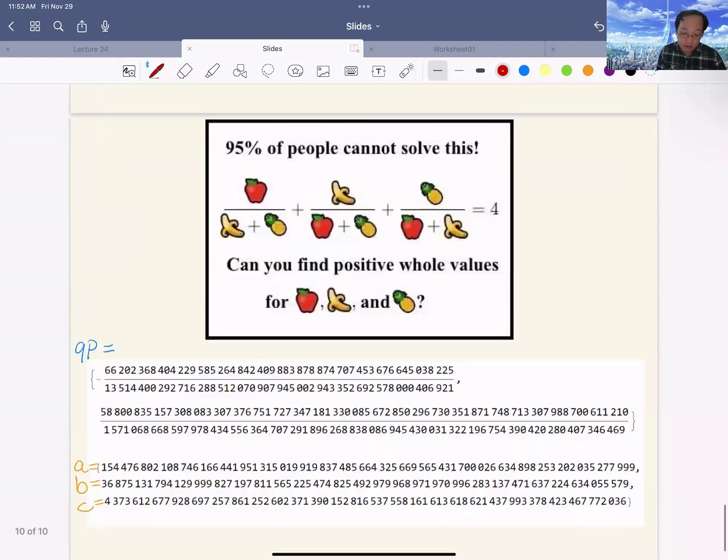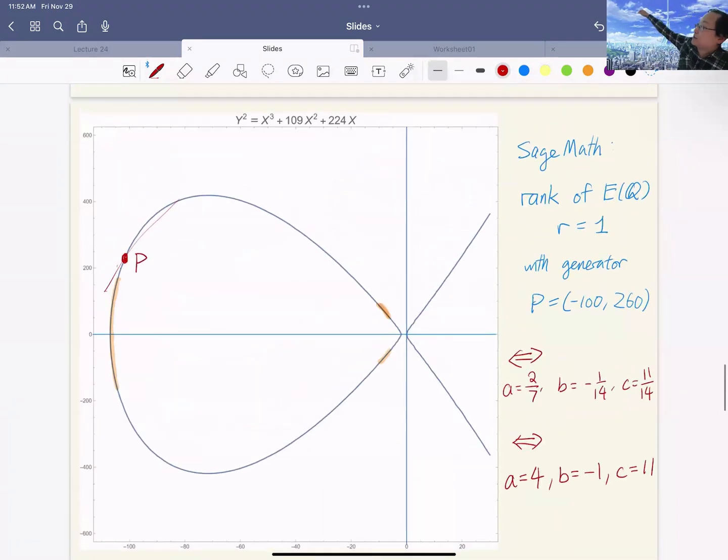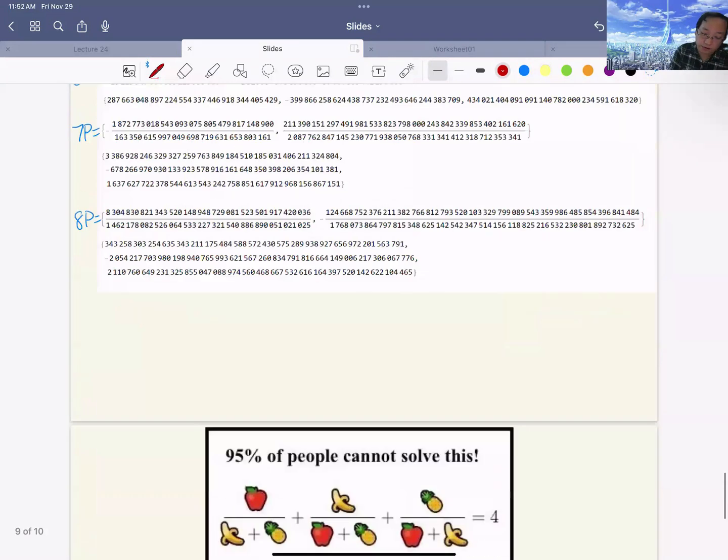Right, so I drew this orange part here. Basically the orange part corresponds to positive solutions. So as long as your point lies on the orange part, you get a positive solution, and there are infinitely many of them, actually. There will be infinitely many solutions with positive a, b, c, and this will be the smallest one.